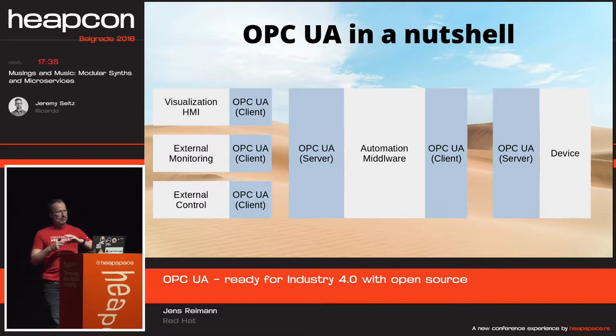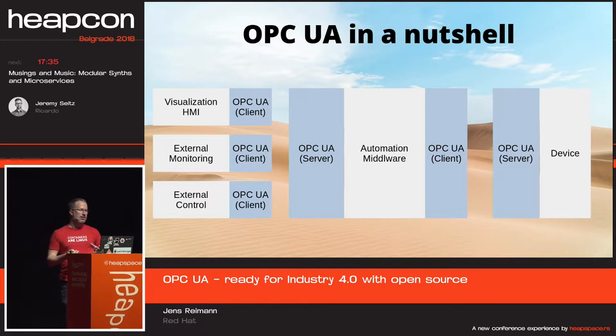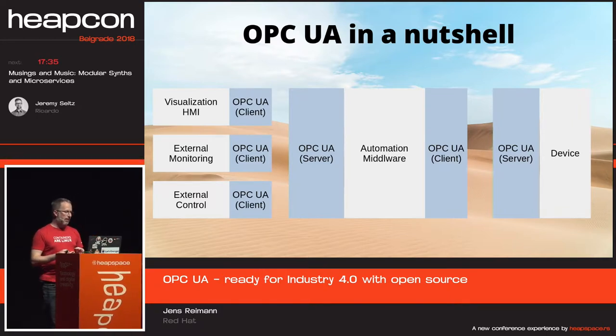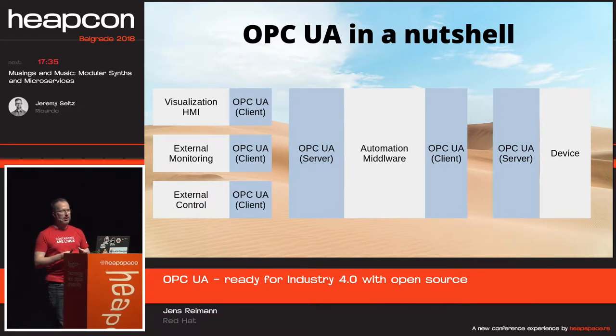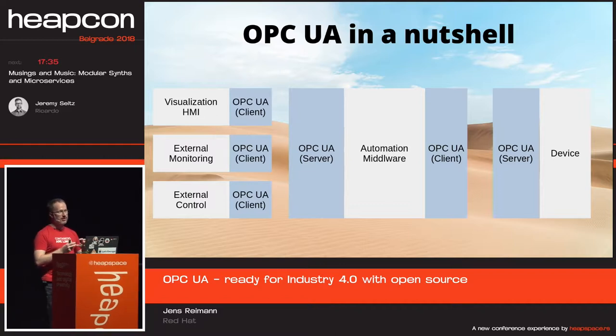You want to have a power plant that consists of many, many devices. So you want to connect to those. Many of those devices may be PLCs, for example, but also other hardware from other vendors. And you want to integrate that. And OPC UA is like the bridge between the devices and the different system components.